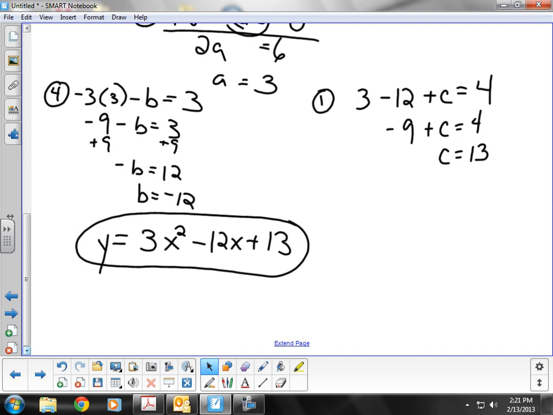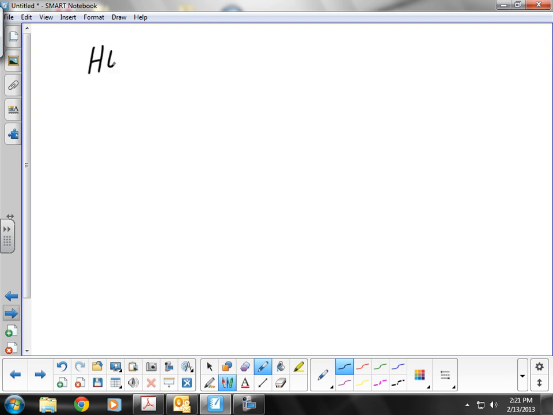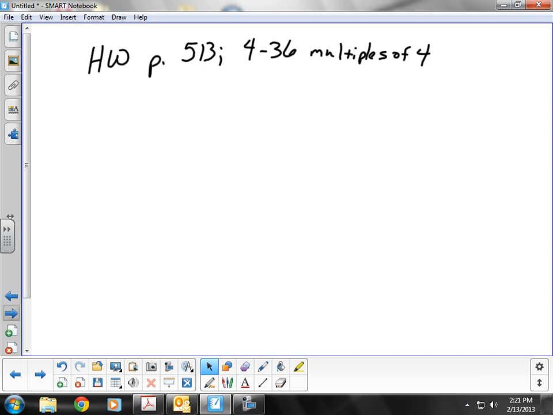Your homework for this section is on page 513. And you're going to do 4 through 36, multiples of 4. Now, I know that's not very many of them to do because they take so long to work out. I didn't give you a whole lot. You may want to do more than 9 problems just because you need the practice, because this will be on the test. So, it's up to you.